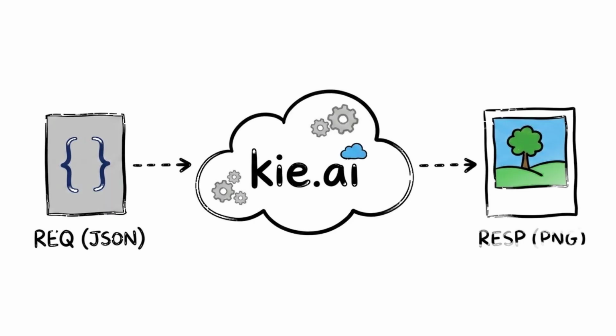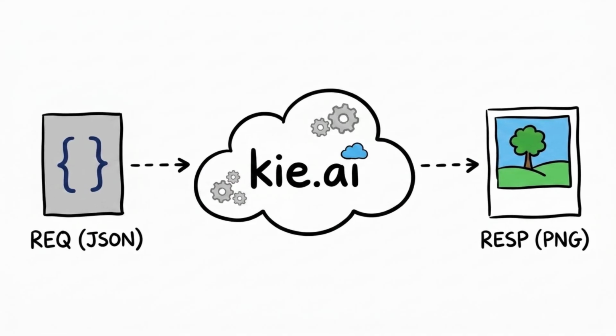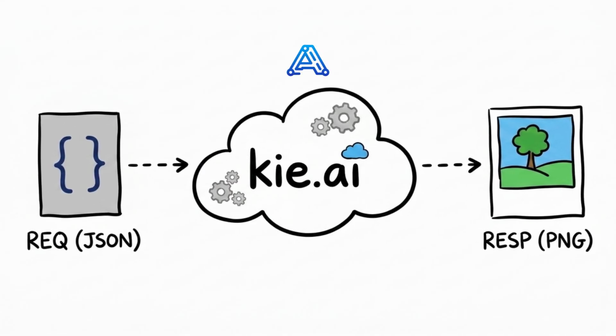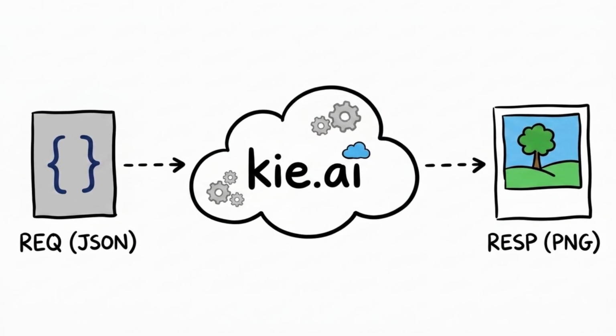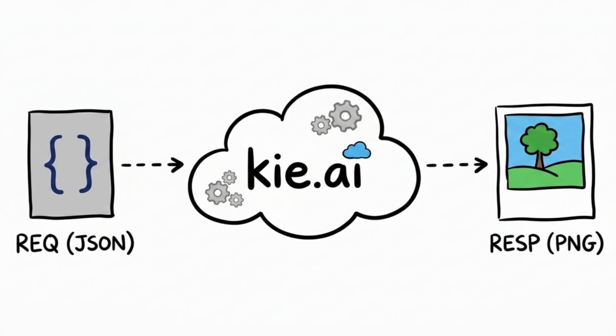Image layer. 1 AI illustration per chunk. The service is kie.ai, their Nano Banana 2 model. Each image is one HTTP request, a JSON body with a prompt and an image_input array.